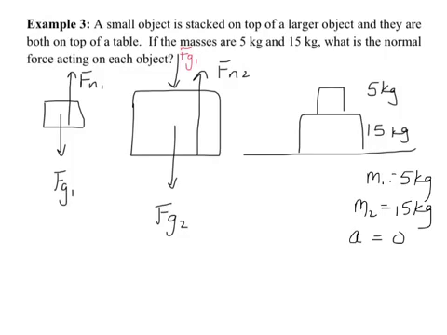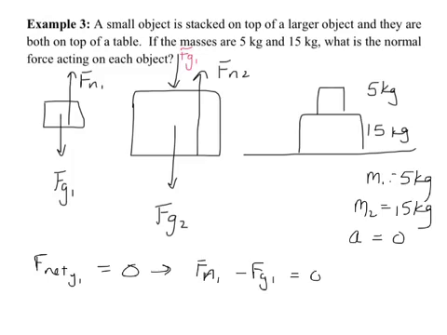For all things in this problem, the acceleration is 0. And the gravitational constant on Earth is 9.81. So let's take a look and say to ourselves, for the first object, the sum of the forces, or the net forces in the y for object 1, is going to equal 0. So that tells us that Fn1 minus Fg1 is equal to 0.